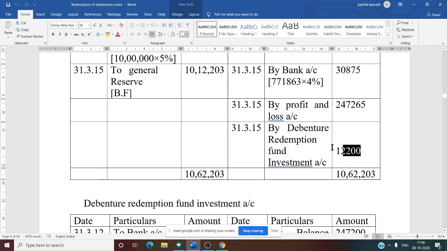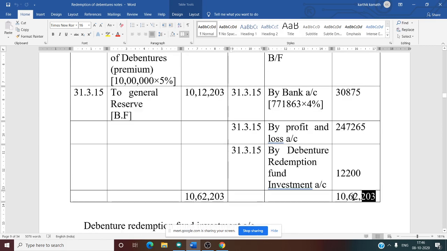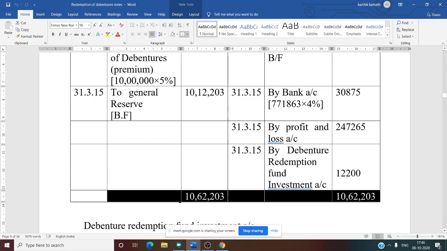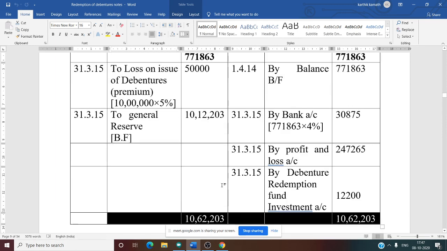So now what is the total? Now total is 10,62,203. 10,62,203 is the total for the last year in the DRF account. See this. This is now debenture redemption fund account. Fund account we left for some adjustment. Now we need to close the fund account. How to close the fund account?